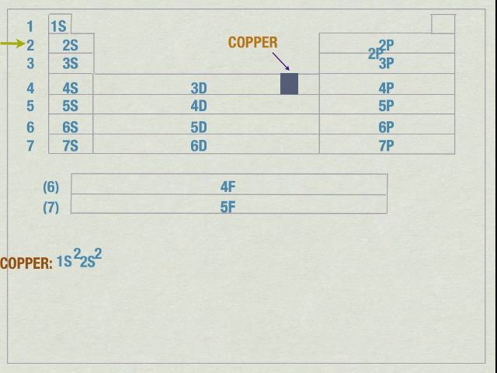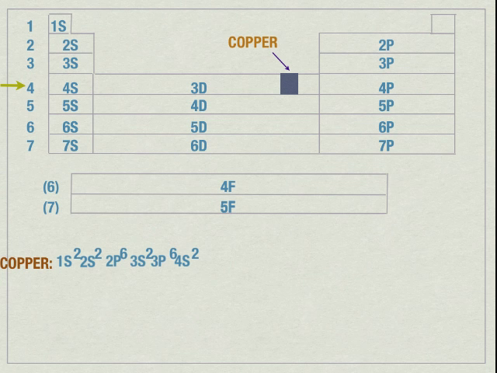Then we go over to the P, because you're just going across the entire row. You get to the P next. P's have 6. So we're just filling all of these up until we get to where we want to be at copper. Okay, down to the 3s. 3s, there's 2. Again, 3p, 6. Next row, just like you're reading a book. 4s, 2 of them there. And now we get to the 3D.